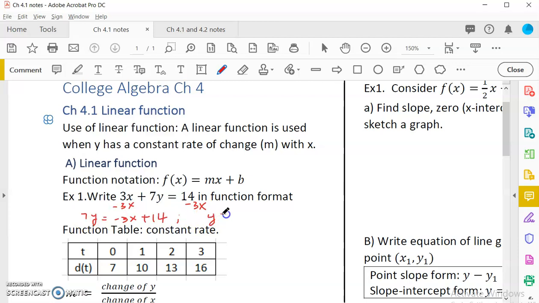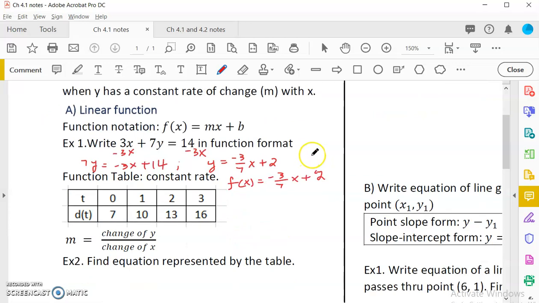So we would have y equals negative 3 over 7 x, every single term divided by 7, plus 14 divided by 7, which is 2. And so this is the slope-intercept form, but the function format would be f of x. You replace the y by f of x equals negative 3 over 7 x plus 2. So this is a linear function format where m is the slope and 2 is the b, the y-intercept. And we say this is the function format.